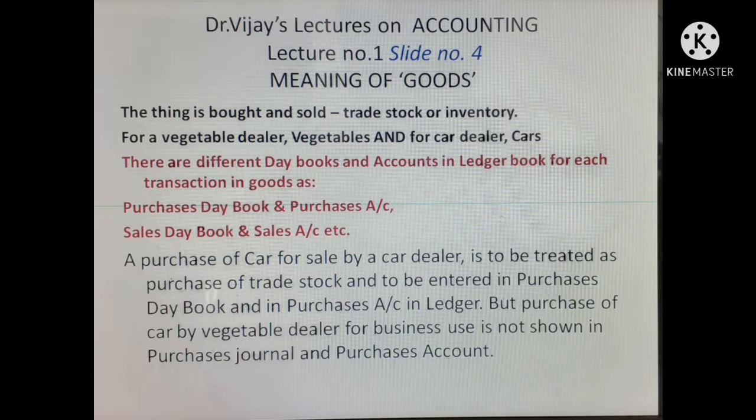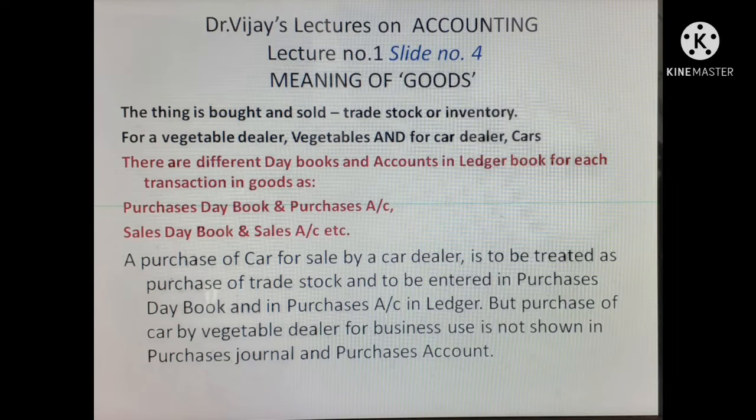Let us see slide 4. Meaning of goods. Goods is the thing which is bought and sold by the trader, the trading stock or inventory. For a vegetable dealer, vegetables, and for a car dealer, cars.